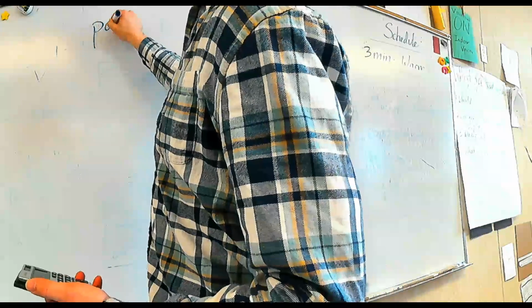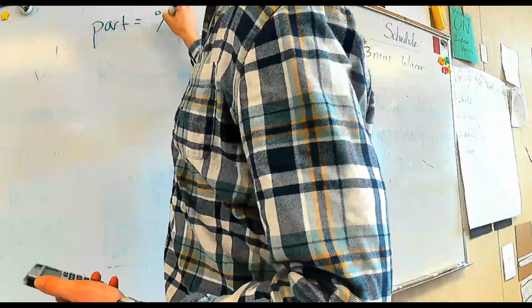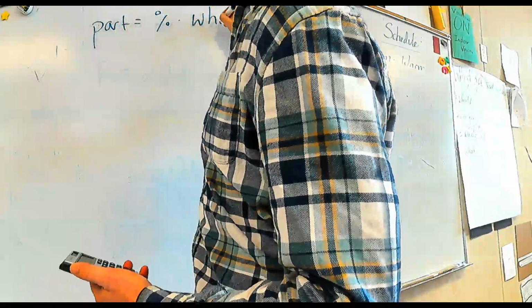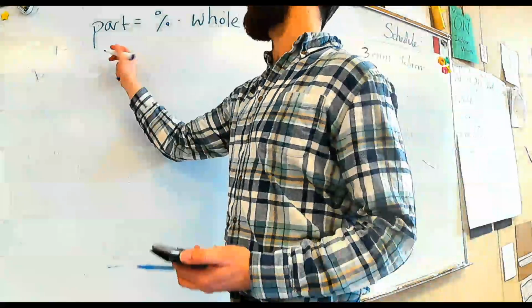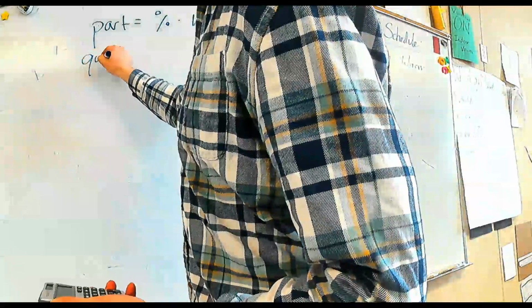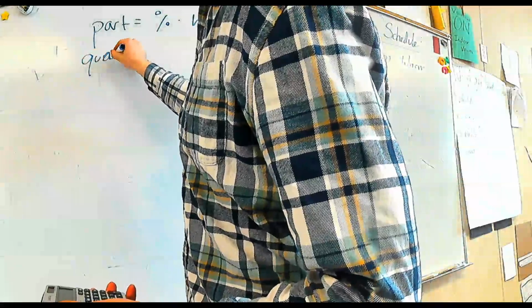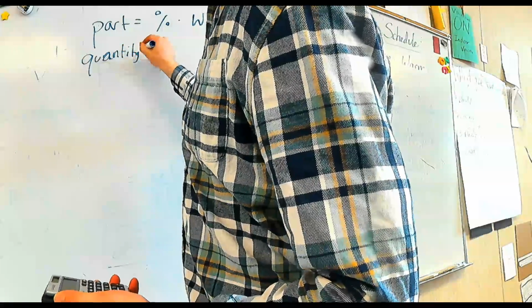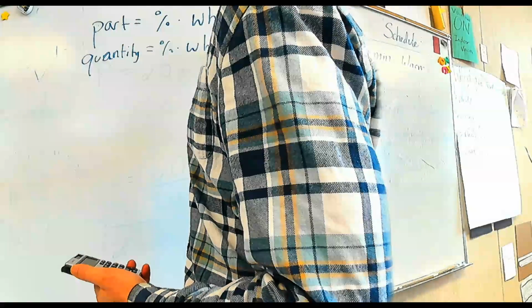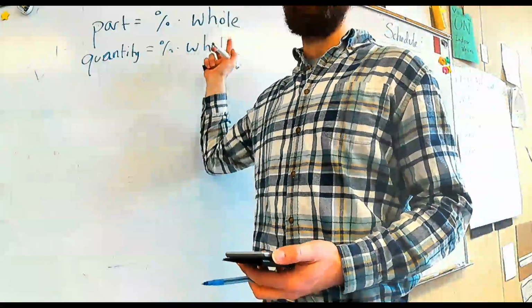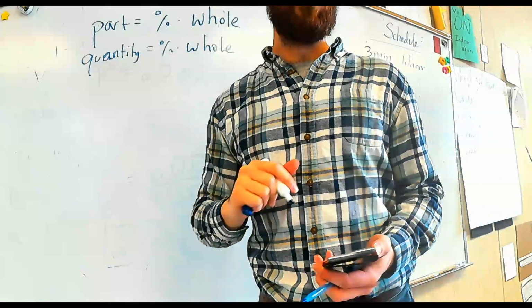So let me rewrite the equation for you again. Part equals percent times whole. For these problems, we're going to use a different word for part. We're going to call it the quantity. That quantity equals percent times whole. This just means the part of the whole. Let's go ahead and plug it in.